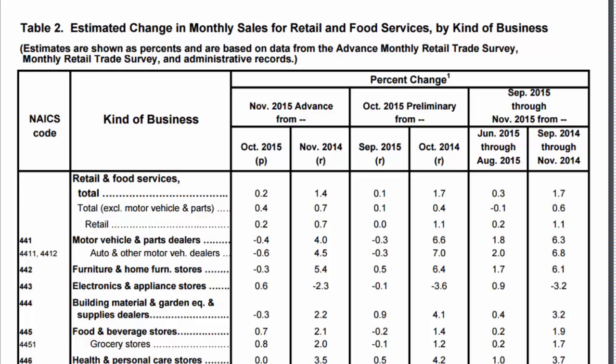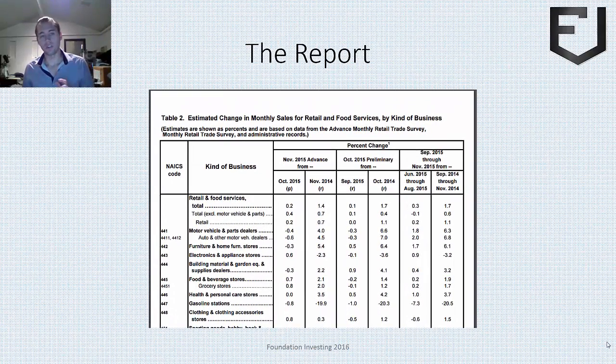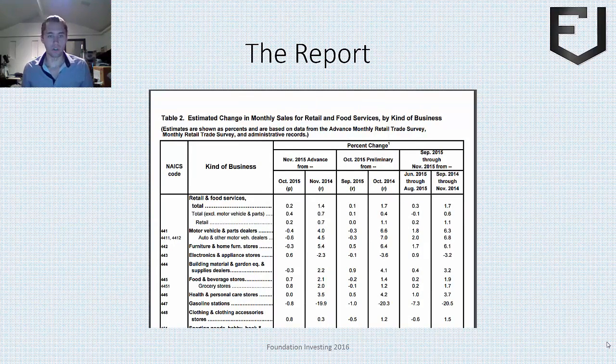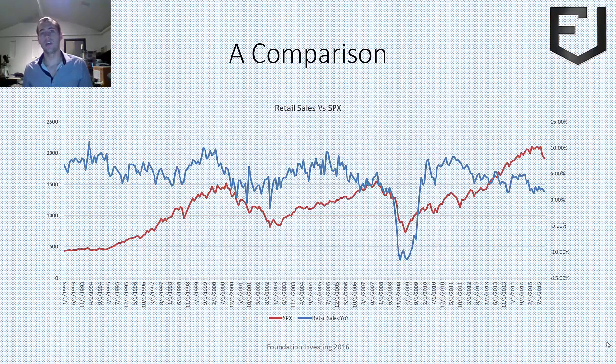You can see on the report there are a lot of other things you can look into and dig down, in case you are a big owner of health stocks, food stocks or electronics. You can see what the trends are in that particular sector of retail. Here's what it looks like against the SPX. I plotted the retail sales year-over-year change in conjunction with the SPX so you could see how the market moves in comparison to this data.